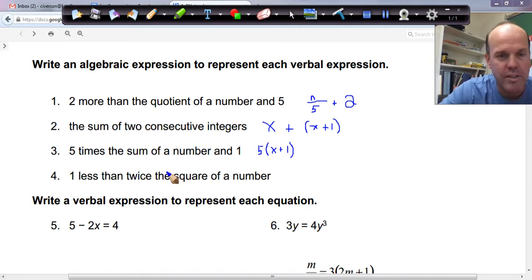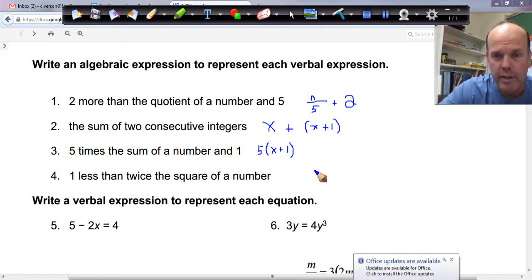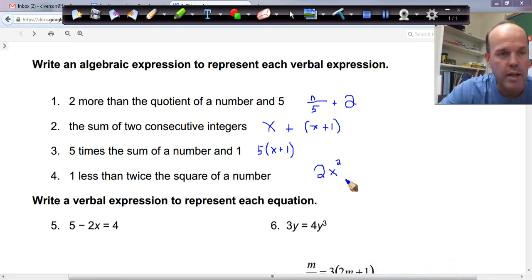Number 4, 1 less than twice the square of a number. So 1 less, so we're going to subtract. What are we subtracting? Twice the square of a number. So I've got twice, 2 times the square of a number, that's x squared, and then 1 less, so I'm going to subtract 1. And you have to do the twice the square of the number first. Alright, so scroll down.